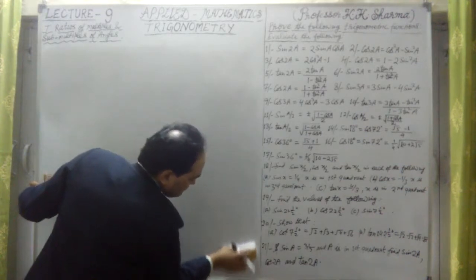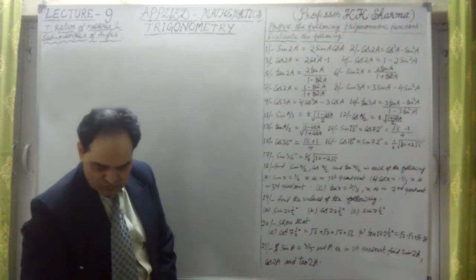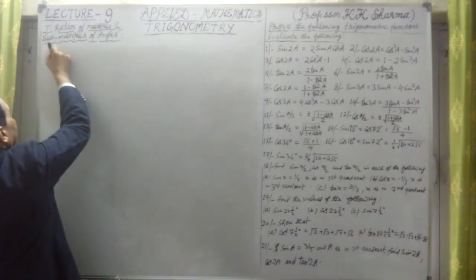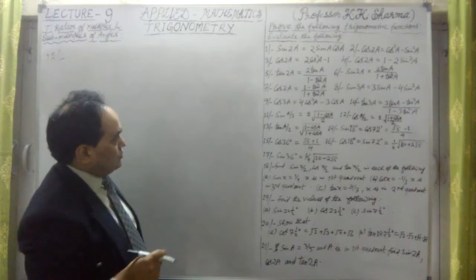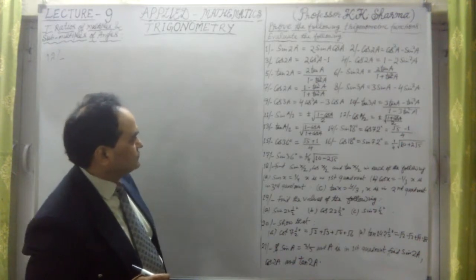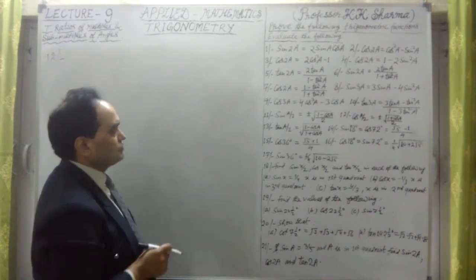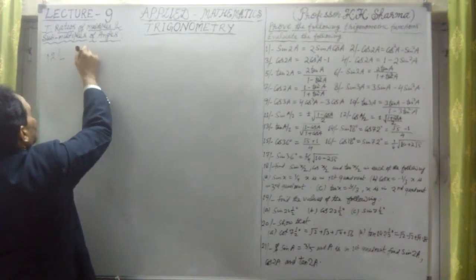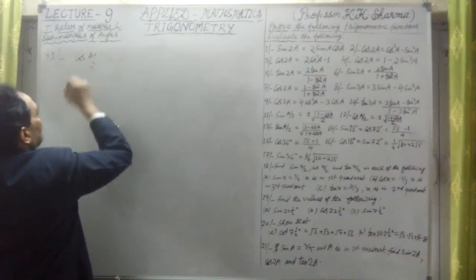Okay, now question number 12. Next formula: cos A by 2. What is cos A by 2? In the 12th question, cos A by 2 is also a submultiple of an angle.